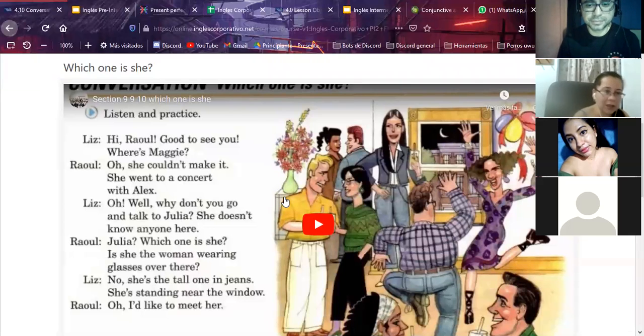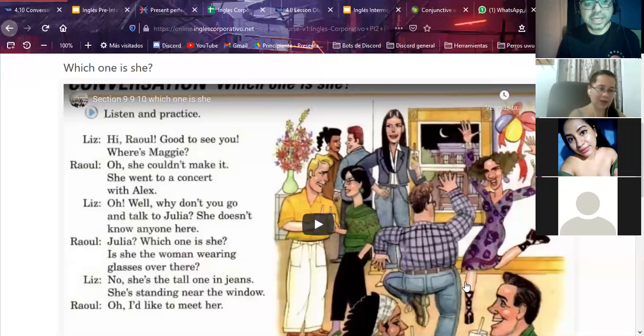Where's Maggie? Oh, she called me. She couldn't make it. She went to a concert with Alice. Oh, well, why don't you go and talk to Julia? She doesn't know anyone here. Julia, which one is she? Is she the woman wearing glasses over there? No, she's the tall one in jeans. She's standing near the window. Oh, you'd like to meet her? I'd like to meet her.